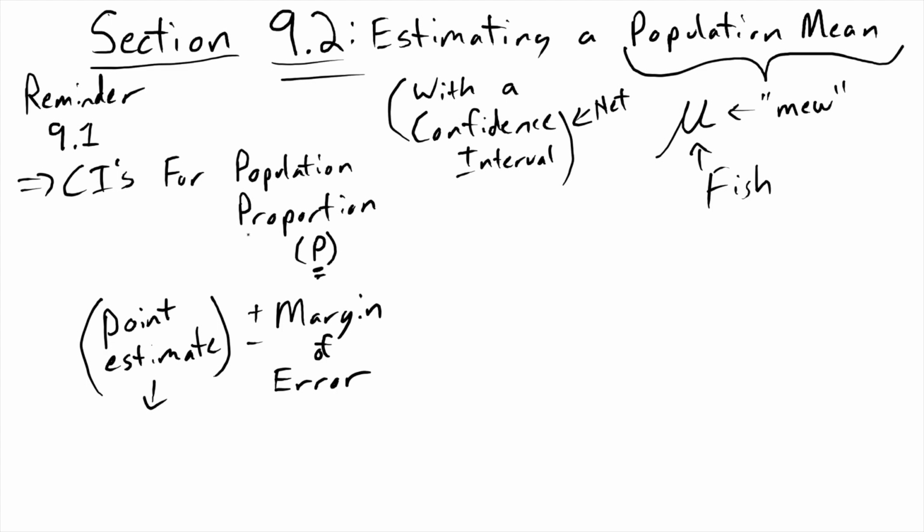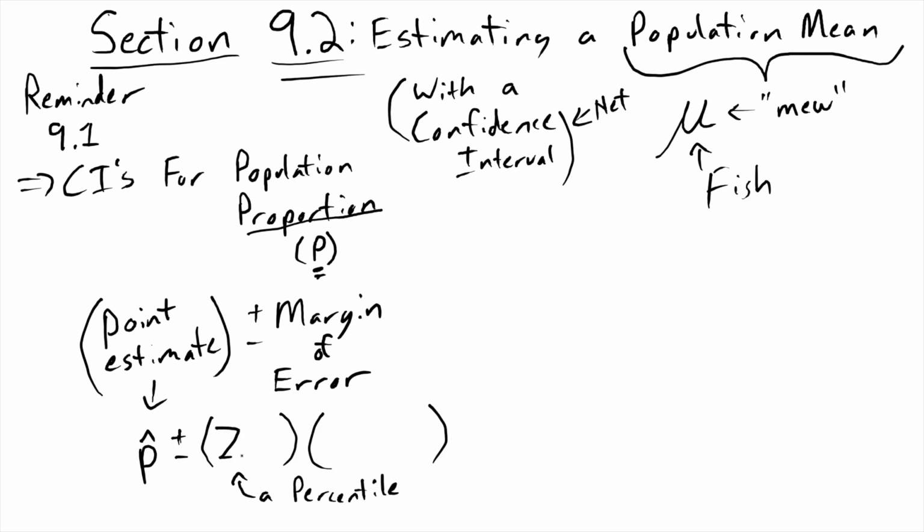So we're trying to estimate a proportion for these guys. Put p hat in the middle, and then we added and subtracted the margin of error, which was two numbers. The first one, which is a percentile, and we called that thing z of alpha over 2. And the second one, it's wondering how variable is the sample proportion.